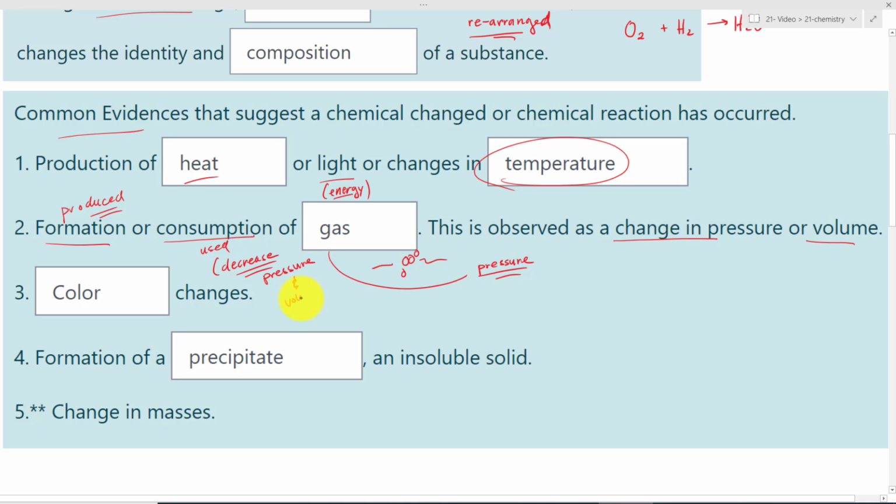And then another one we're going to see is color change. Starting from clear to cloudy, the color changes. And another one we have is formation of precipitate. Precipitates are basically solids, specifically insoluble solids. Insoluble means it doesn't dissolve. So I'm going to write this down. Does not dissolve.